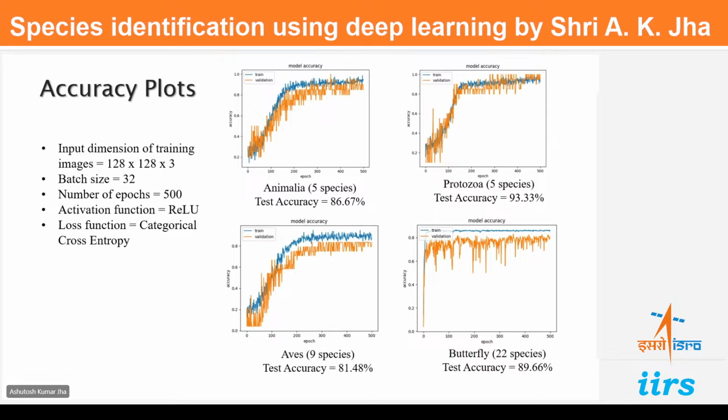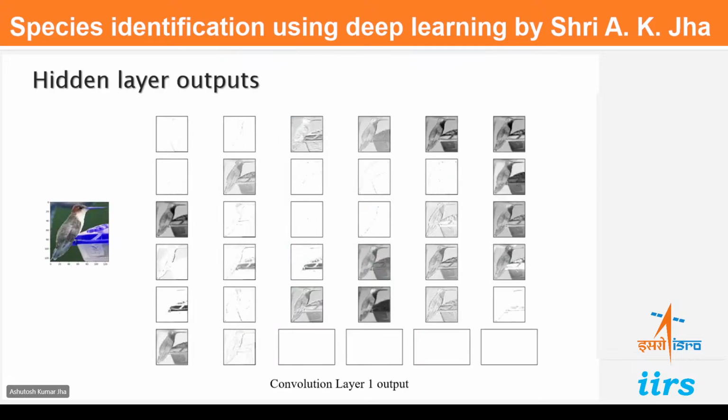We have gone up to 500 epochs, and as you can see, between the training and validation accuracies it has been quite consistent, and in some cases they are exactly matching. This shows that the model being trained is going to perform well on the ground itself. So let's take an example of how these models are doing in species identification.